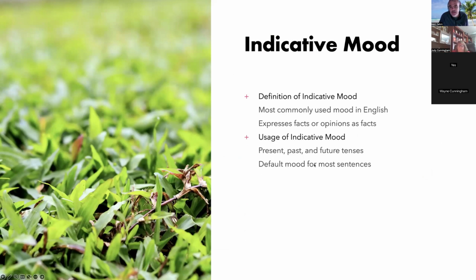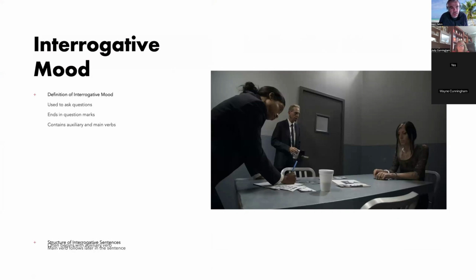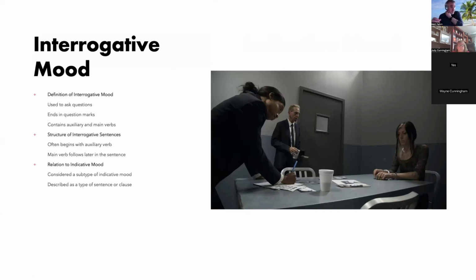It's a default mode, used in past, present, and future tenses. The grass is green. It rained yesterday. I will become a celebrity chef next year. Almost everything you do is indicative. That's similar in Greek.